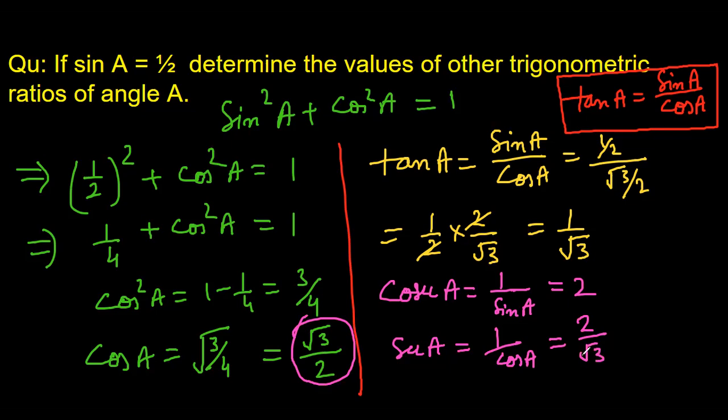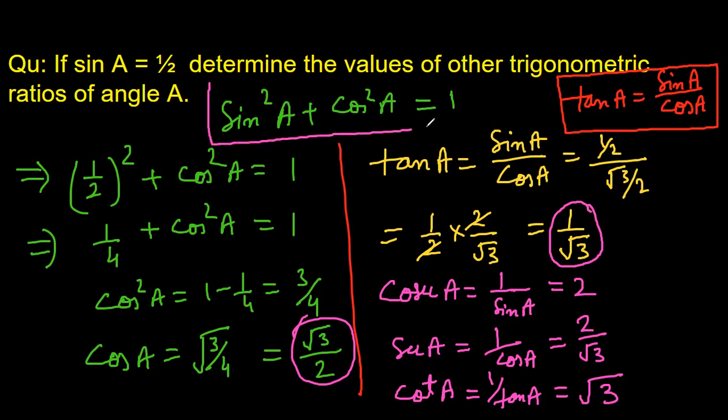And finally, the last trigonometric ratio, which is cot A, is 1 over tan A, and tan A was 1 by square root 3 over here. So the reciprocal of this would be square root 3. So this is an easier way to find other trigonometric ratios if one of the trigonometric ratios is given, simply using these trigonometric identities. Three of them we have done.